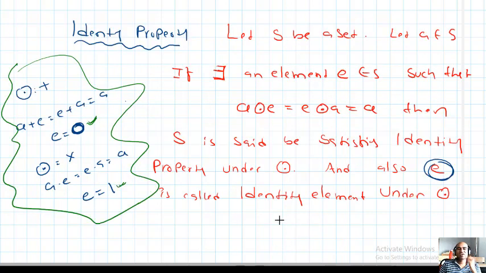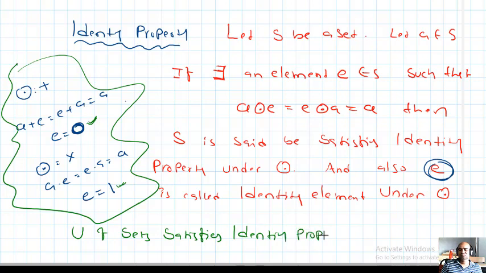Okay. So that I explain now here. I want to write: union of sets satisfies identity property, and the identity set is the empty set. Okay, this is about identity property.